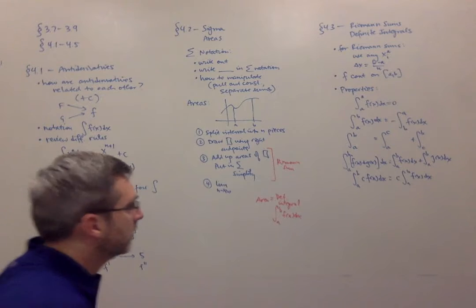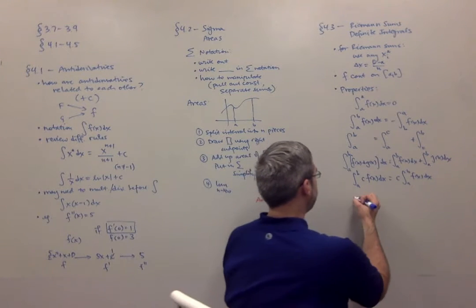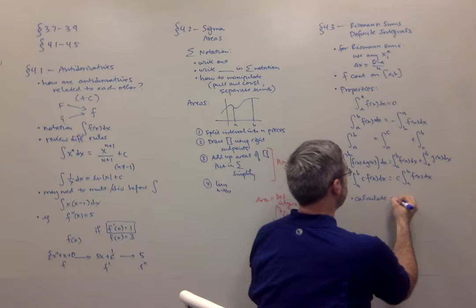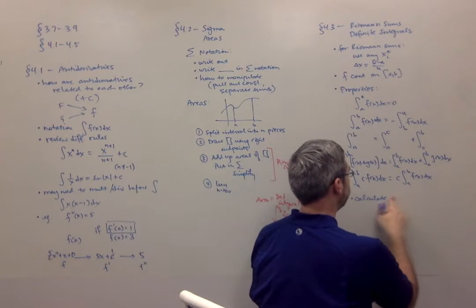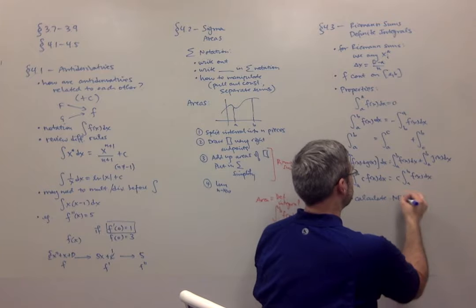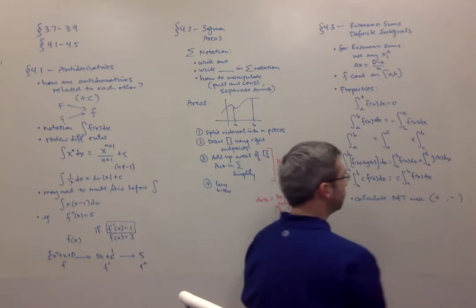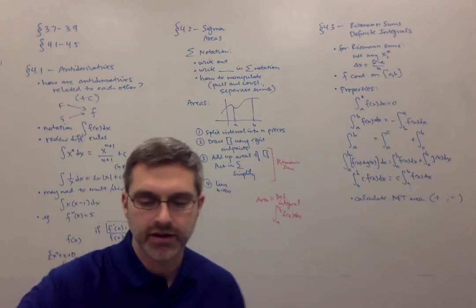Another thing to remember is that the definite integral calculates net, what we call net area. If you're above the x-axis, it calls it positive area. If you're below the x-axis, it calls it negative area.